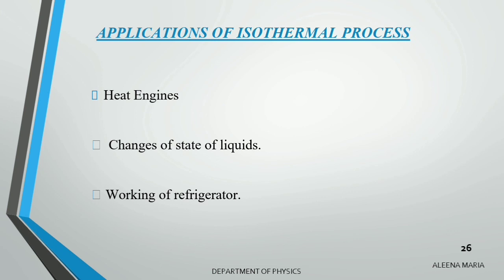And the second example is change of state of liquids that I have mentioned earlier, that if we just boil water, the heat applied is used to break the bonds of the water in such a way that it changes to water vapor state. There is no change in the kinetic energy. Hence, there is no change in the temperature. And the third application is refrigerator. Refrigerator is an example of a perfect isothermal machine in which heat exchange is possible, but the temperature remains constant throughout.